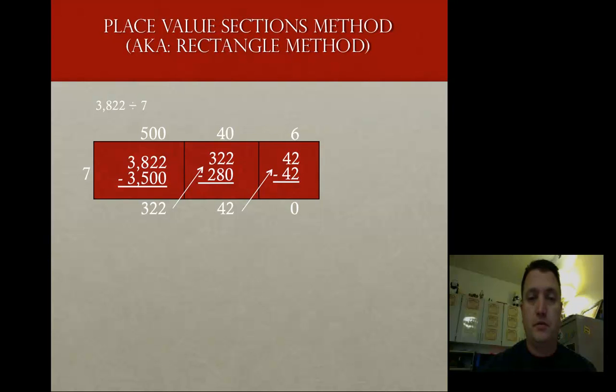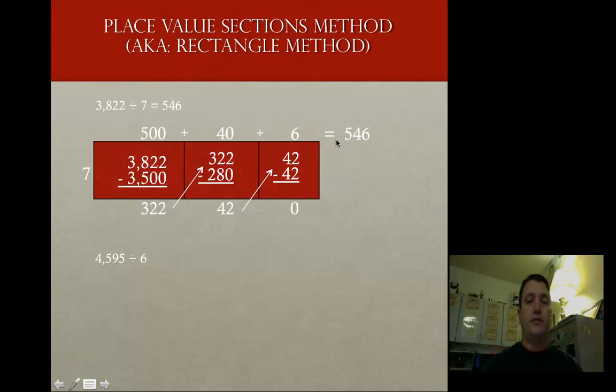Subtract, get 0. So now all I have to do with this method is add up the numbers across the top. That gives me 546. So the answer to this problem is 546. Let's look at another one.